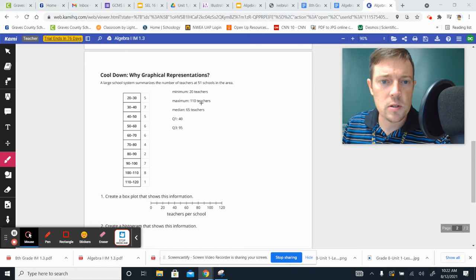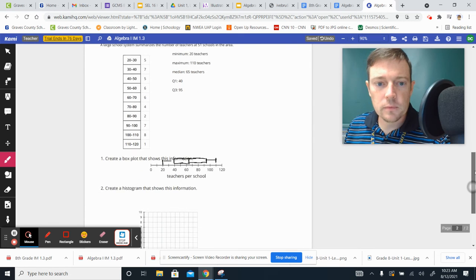We'll start with the box plot, which needs your 5 number summary. You've got your minimum over here at 20, your max at 110, which would be there. Your median in the middle there is 65, so it's going to be right here. 40 is your Q1, so we'll put that there. And your third quartile is 95. Here's 90, and 95 would be there. There you go. Then your box would extend from Q1 to Q3, like so. And then extend your whiskers out to the edge. All right, so we've got our box plot finished.